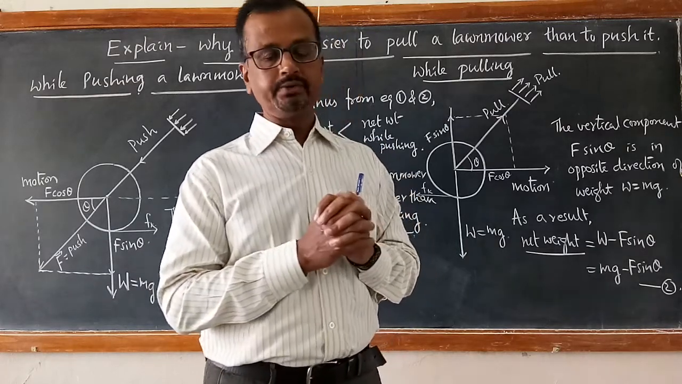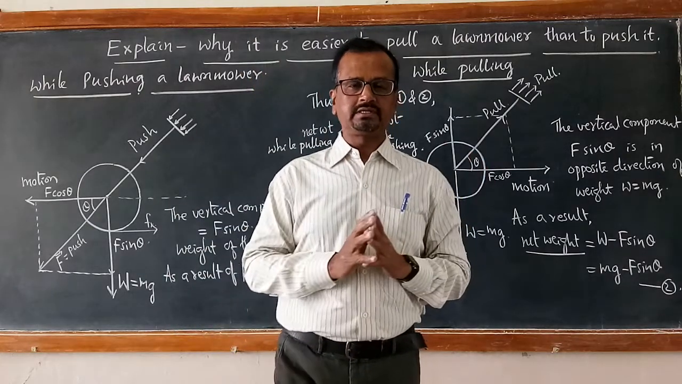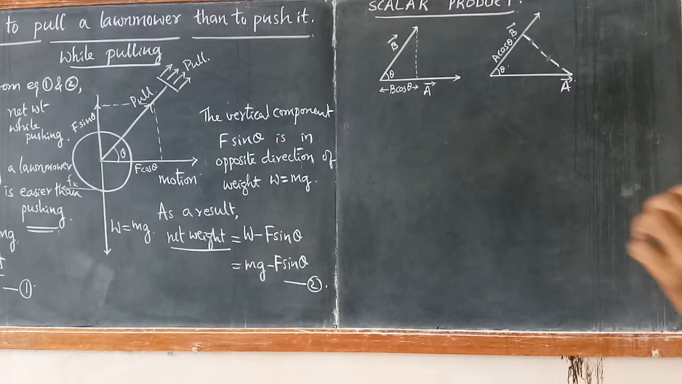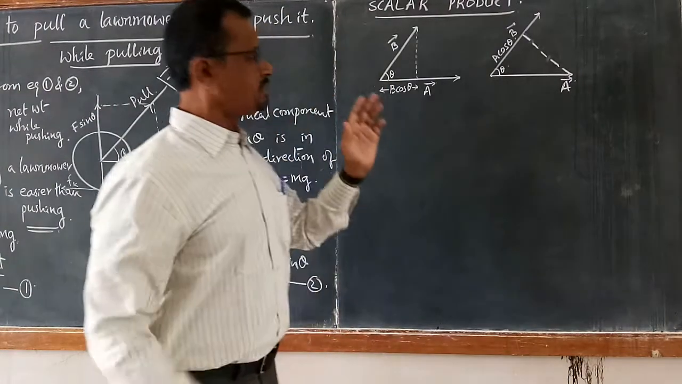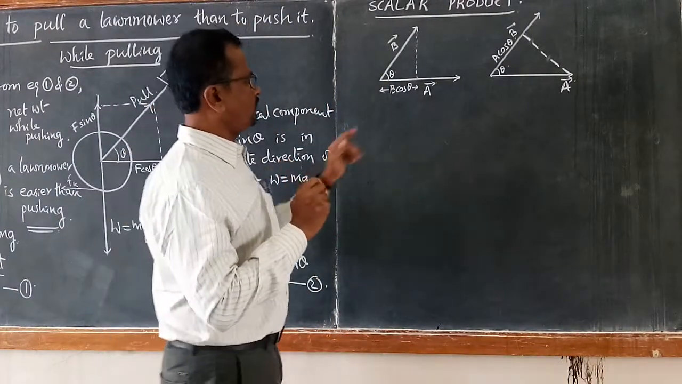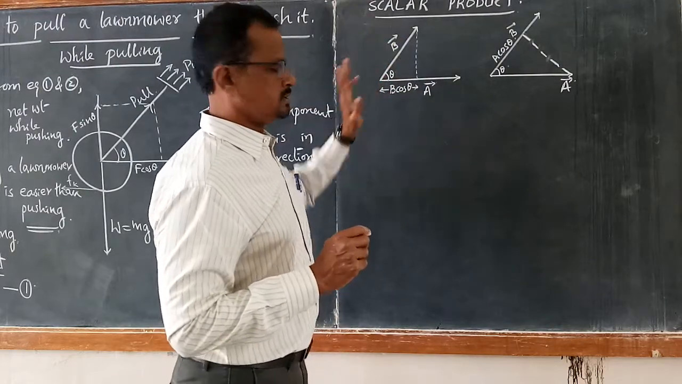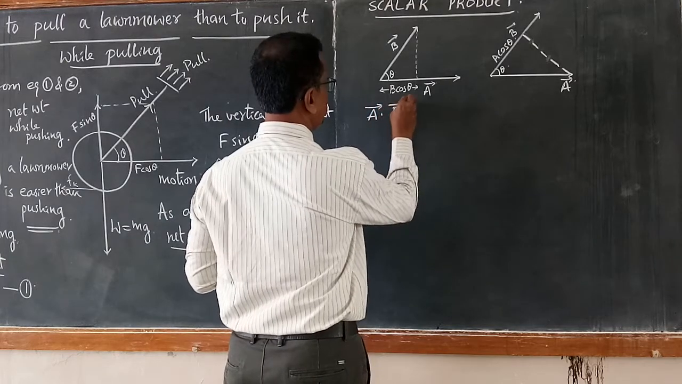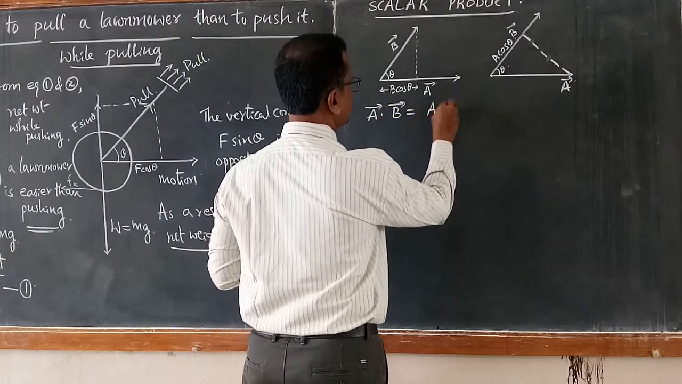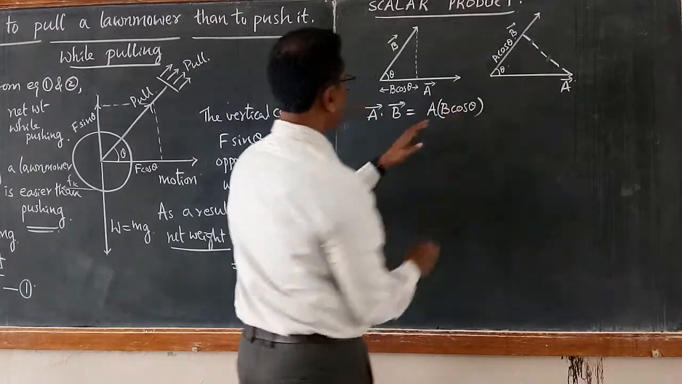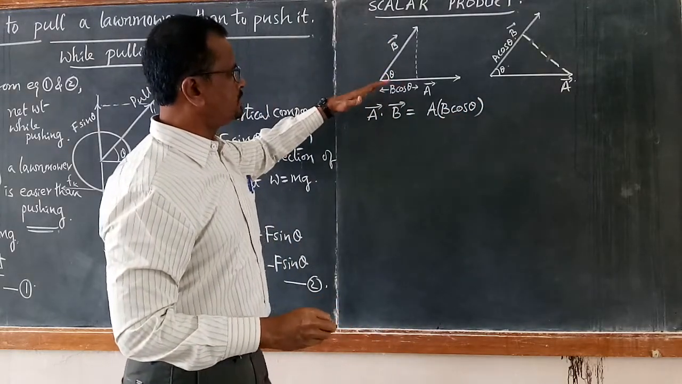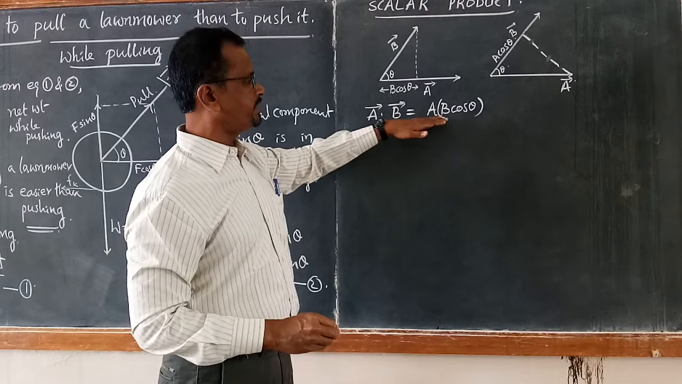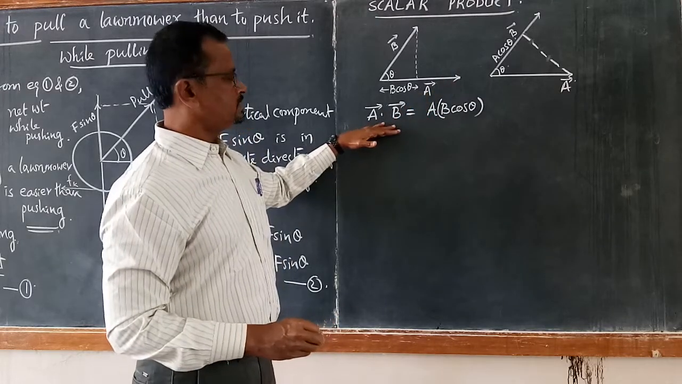Okay, now let us continue with the properties of scalar product. In the previous video we discussed the meaning of the scalar product of two vectors. If A and B are two vectors with an angle theta between them, then the scalar product is defined as vector A dot vector B equals AB cos theta, where B cos theta is the component of B on A.